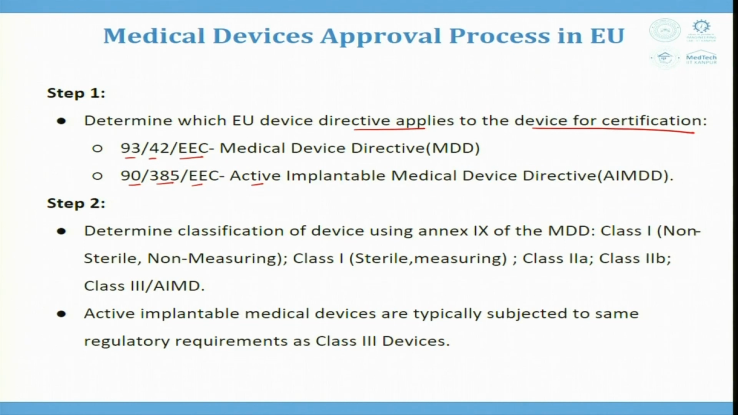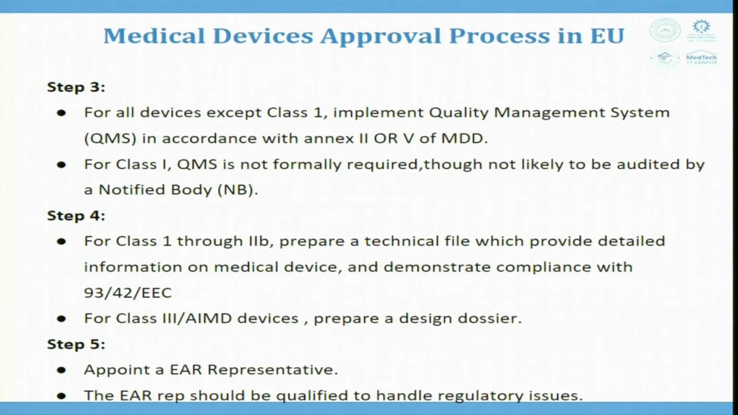Then step 2 is to determine classification of device using annexure 9 of MDD. It is class 1 non-sterile, non-measuring, class 1 sterile and measuring, class 2A, class 2B, class 3 and so on. Then active implantable medical devices are typically subjected to the same regulatory requirements as class 3 devices. Active implantable means anything that goes as an implant inside the body, that is put in the class 3 devices in general. Here also we have 10 steps only.